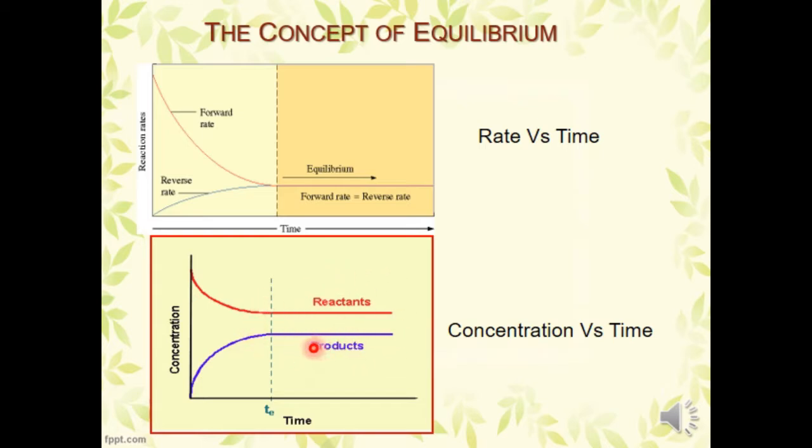Now on the other hand, if we plot reaction rate versus time, if you see here, this is the forward rate and this is the reverse rate. At one point it will reach equilibrium. This is where the forward rate and the reverse rate are the same, so this will be equilibrium.